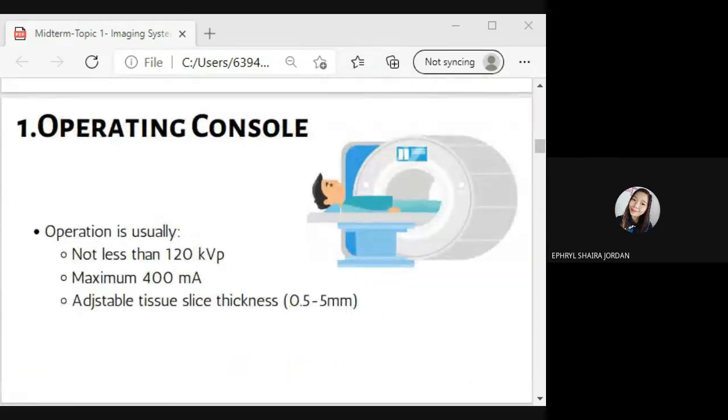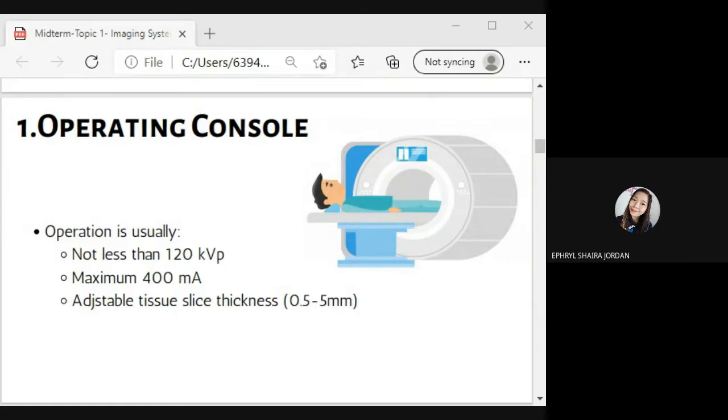A typical operating console contains controls and monitors for the various technique factors. The operation of a CT imaging system is usually not less than 120 kVp. The maximum mA is 400, but this varies during imaging according to the patient thickness to achieve minimal patient radiation dose. This mA is adjusted by the radiologic technologist, of course.